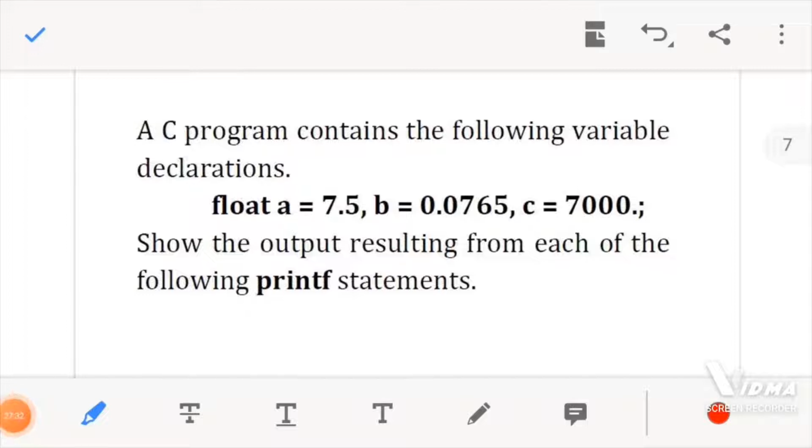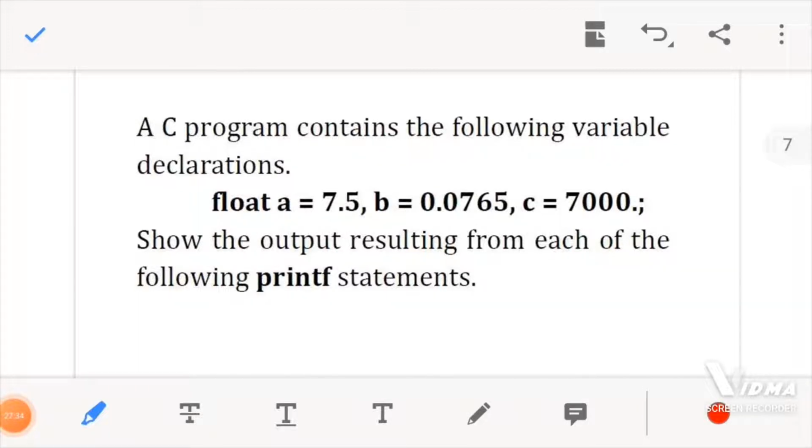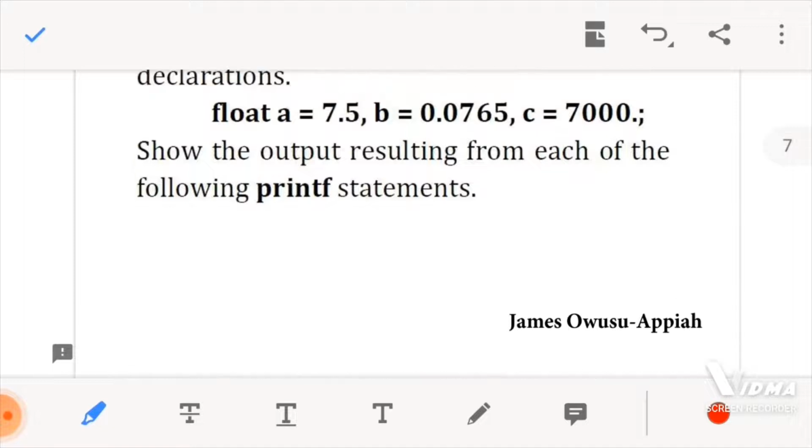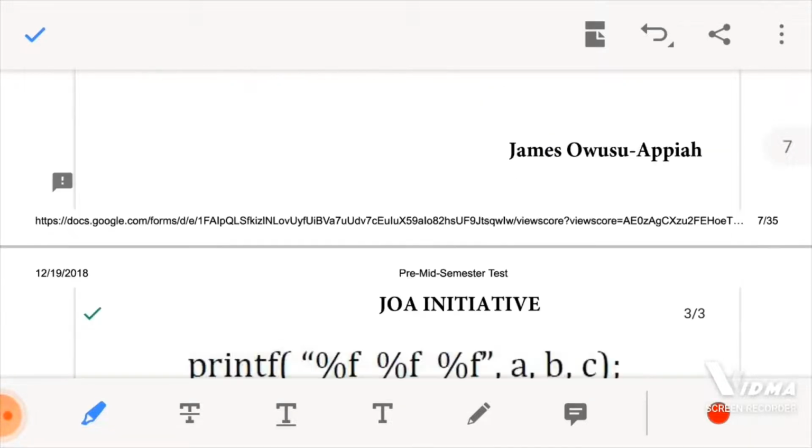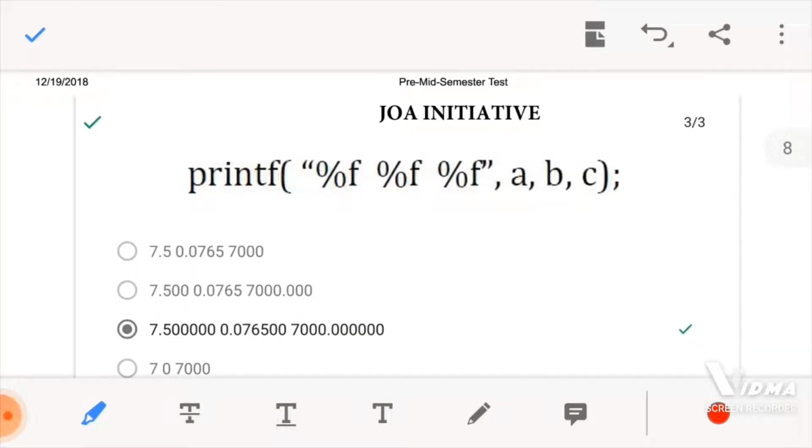So in this question, it reads: a C program contains the following variable declarations. Show the output resulting from each of the following printf statements. So now let us take very good note of the declarations. Now we come here and the printf function says print %f %f %f, and then here it's given us the values a, b, c.